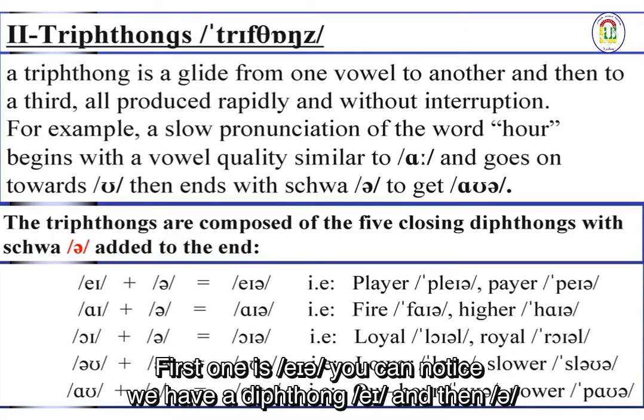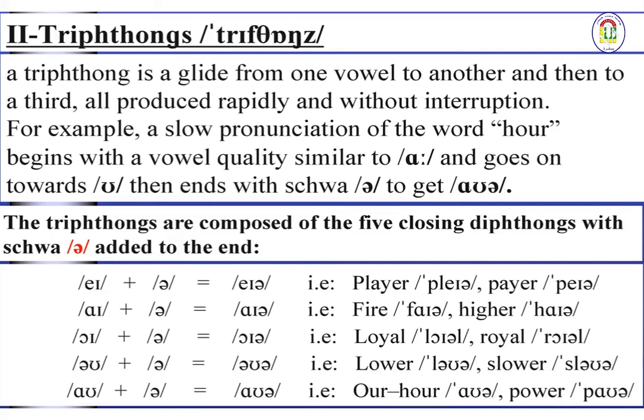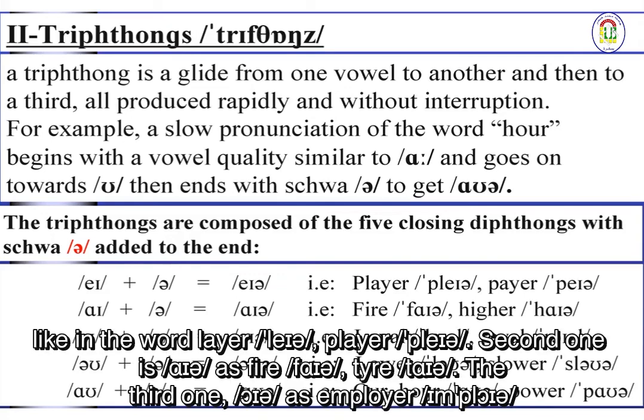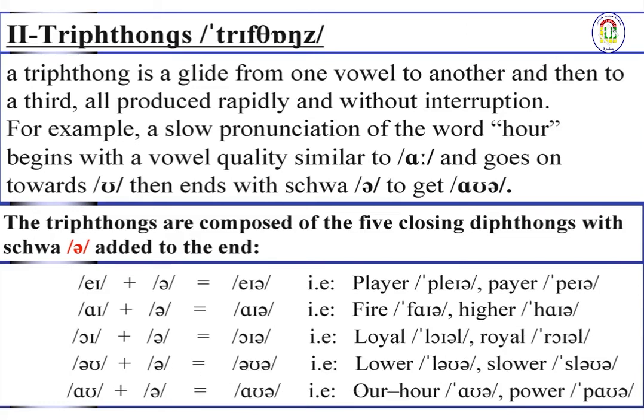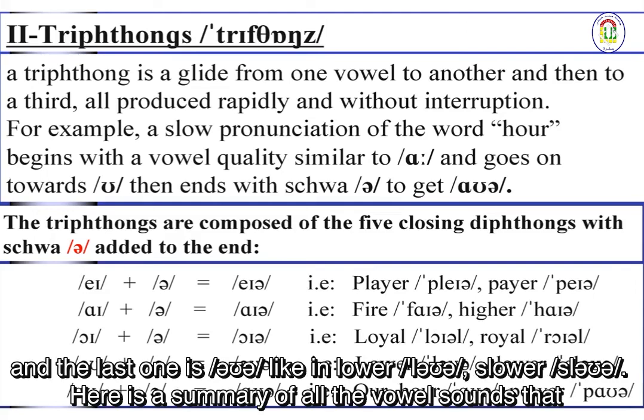The first one is eya. You can notice we have a diphthong and then a schwa. Eya, like in the words layer, player. The second one is aya, fire, tire. The third one, oya, employer, sawyer. The fourth, aua, like in power, shower. And the last one is oua, like in lower, slower.